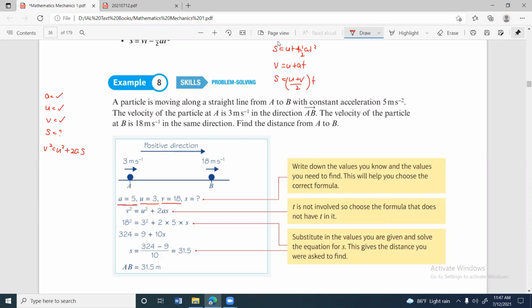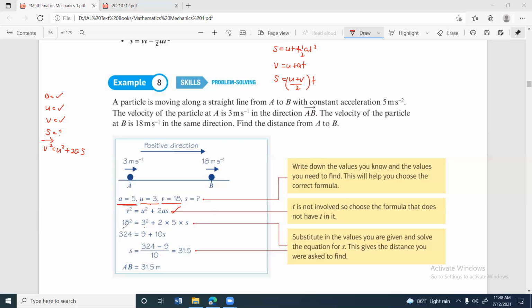When you are marking this, you have to mark the direction directly. That is quite important. So you can simply apply this formula here. Then v is 18, u is 3, so 3 squared plus 2a, where a is 5. It's already here, and then s. I will use the annotation, which is easier for me to show on screen. Then you have to find s.